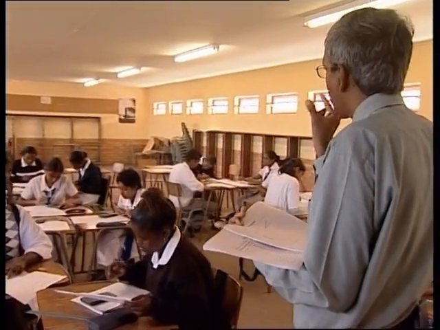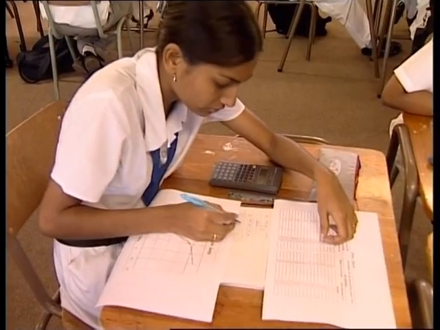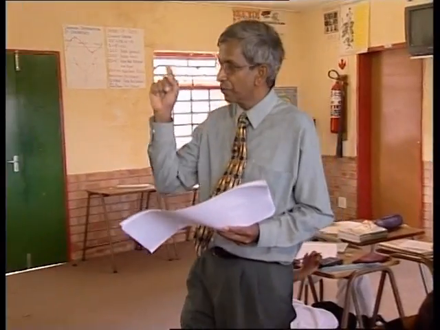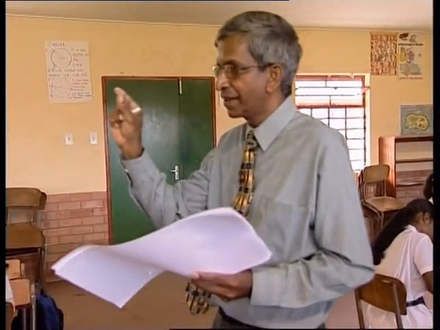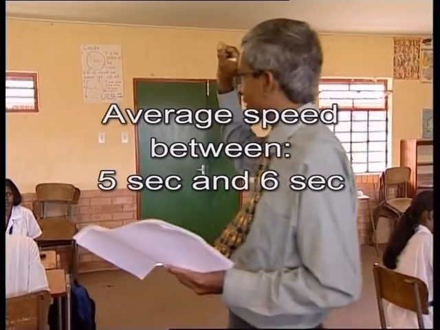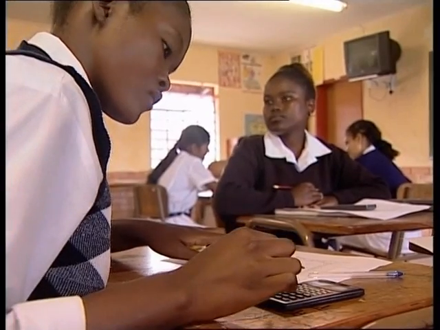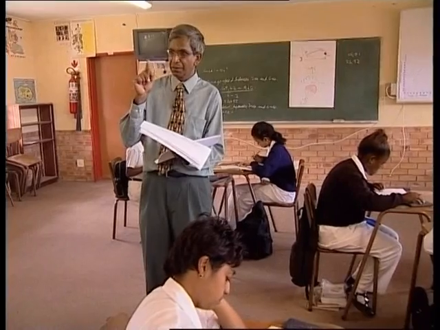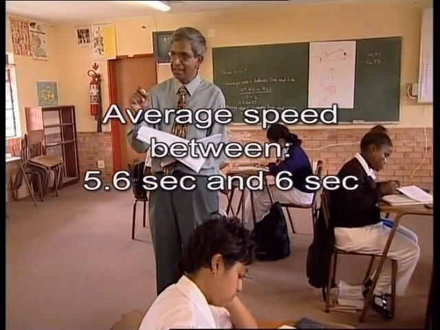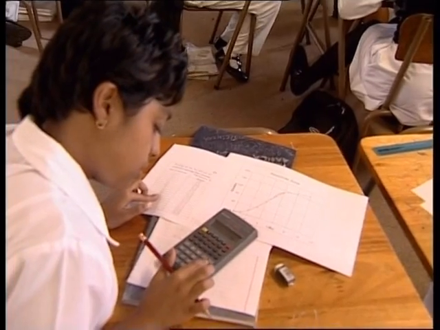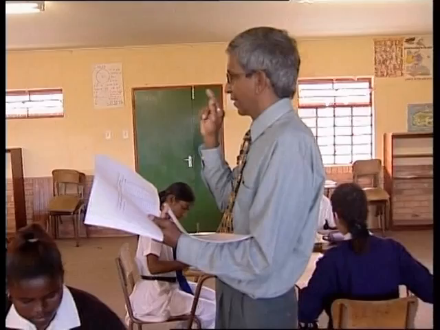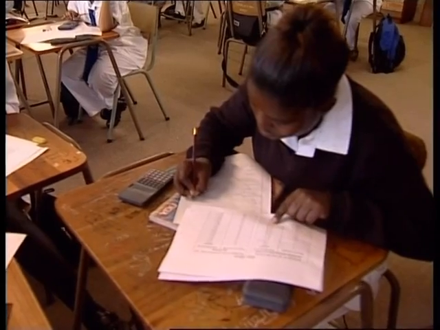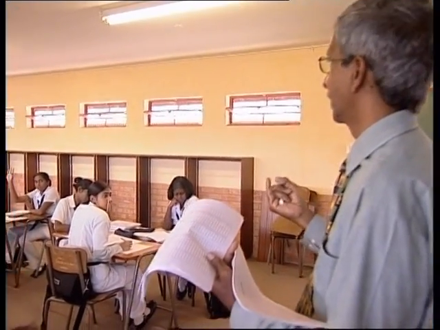To get a more accurate idea of the speed over short periods, it is necessary to calculate an average speed between points that are closer together. Let us look at the average speed between 5 seconds and 6 seconds. Anybody's got that answer? 26.92. What is the average speed between 5.6 seconds and 6 seconds? Who's got the answer to that? 17.5. The average speed between 5.8 seconds and 6 seconds. Who's got that answer? 3.12?